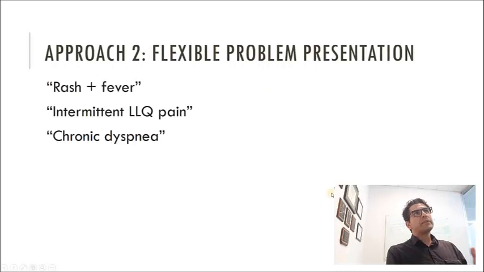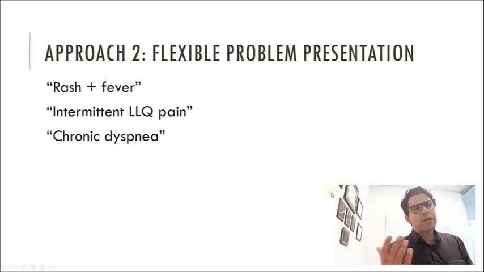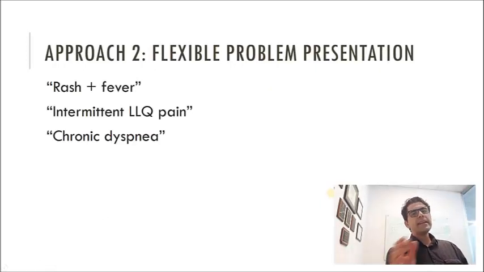As I said, approach 2 is what we call flexible problem representation, which is taking a couple of key elements of the case and asking learners to generate a differential diagnosis from there. So examples would be rash plus fever, or intermittent left lower quadrant pain, or chronic dyspnea. In each of those examples, I have not given any patient demographics. I haven't told you who the patient is.